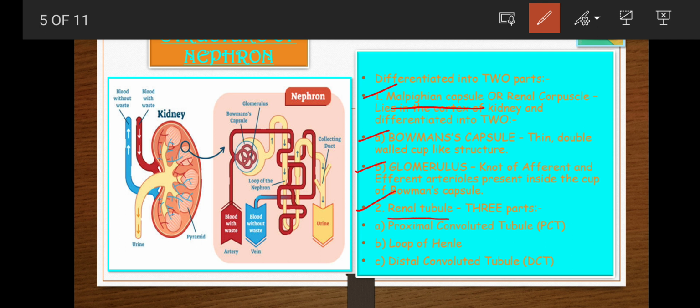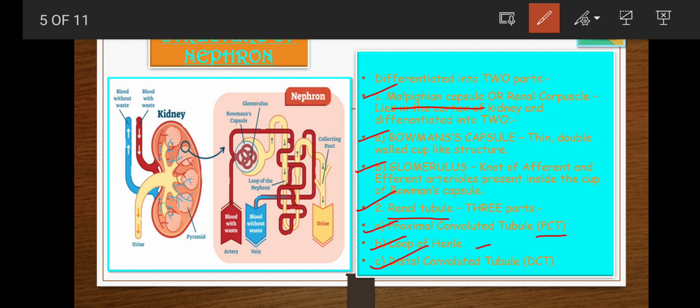The Bowman's capsule leads into a coiled part of the nephron, which is the renal tubule. And this tubule is further divided into three parts: proximal convoluted tubule, loop of Henle, and the distal convoluted tubule. So PCT, that is the proximal convoluted tubule. From the word proximal, it means nearer. So it lies near to the Bowman's capsule.